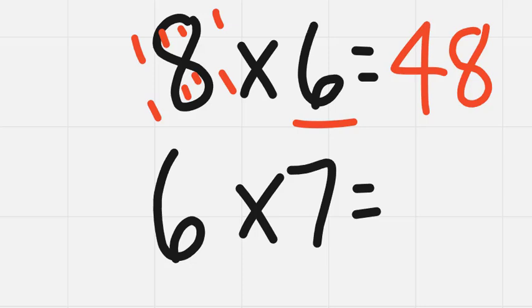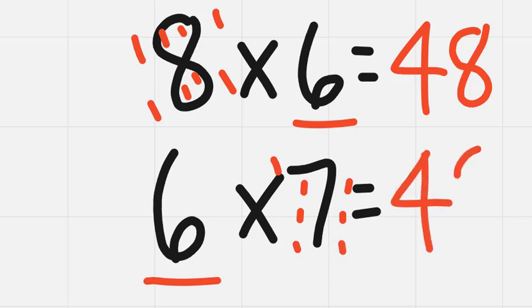On the next one, 6 times 7, I'm going to count by 6 on the 7. Count with me. 6, 12, 18, 24, 30, 36, 42. 6 times 7 equals 42. Be sure to check your work.